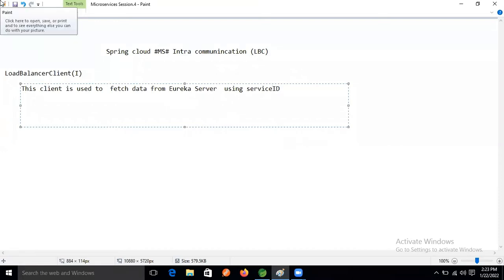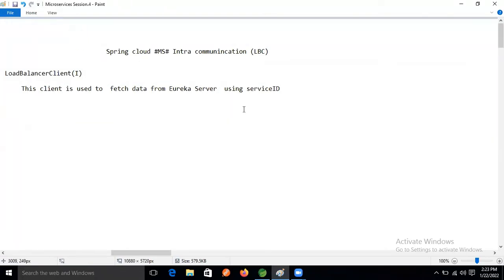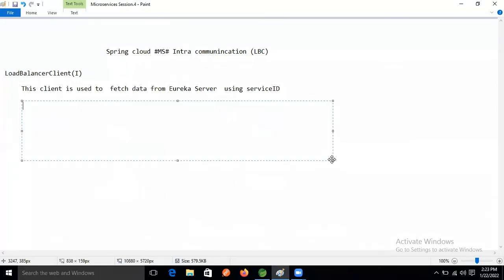But what is that? It will fetch only one instance, the one that has less load factor. Does anyone remember that when I was explaining load factor? What is load balancing? Yes, Ravi, remember, by default 200.